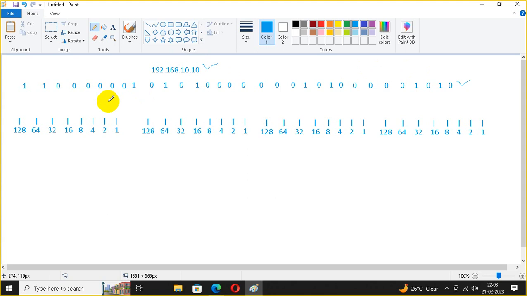Anyone heard about machine language? Rishil? Yes, it's in binary. Basically, it's a game of 0 and 1. So, is that clear to you?